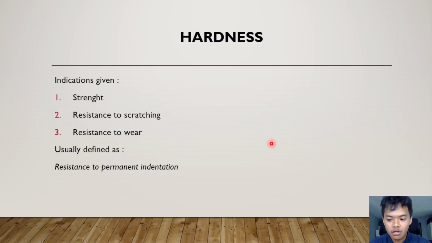Okay, next we have hardness. So what is hardness? What can we get from a hardness test? So indications given from a hardness test are a material's strength, resistance to scratching, and resistance to wear. Okay, what is hardness? Hardness is defined as resistance to permanent indentation.